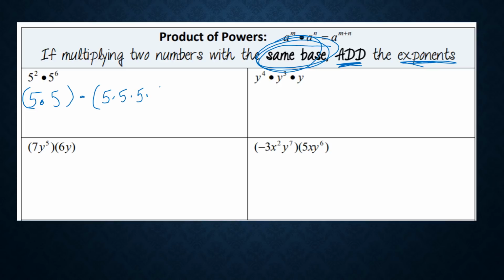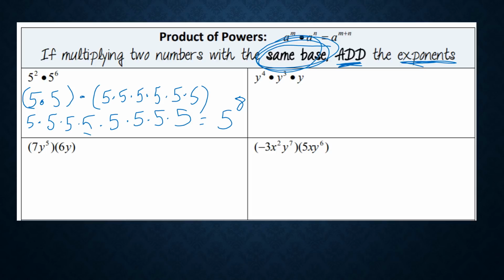So now we want 5 to the 6th. We want 5 six times: 1, 2, 3, 4, 5, 6. So we're multiplying all that together. So I can go ahead and get rid of those parentheses. So I end up with 5 times 5 times 5 times 5 times 5 times 5 times 5 times 5. So that becomes 5 to the, and if I count my 5s, we had 1, 2, 3, 4, 5, 6, 7, 8. So that becomes 5 to the 8th power.